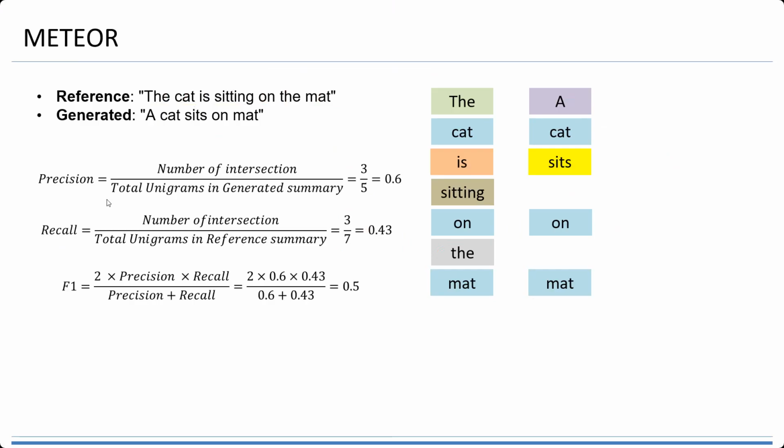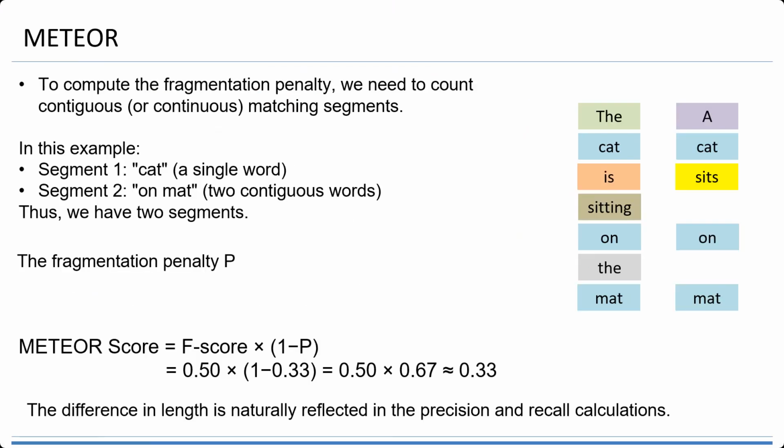So we can calculate the F1 score. The F1 score is 2 multiplied by precision multiplied by recall, divided by precision plus recall, and we get this value. And for this method, we will have a penalty P for the fragments. To compute the fragmentation penalty, which we call P later, we need to count contiguous or continuous matching segments.